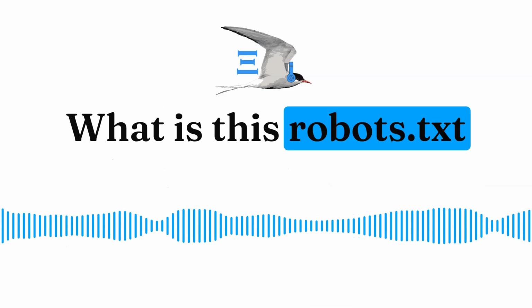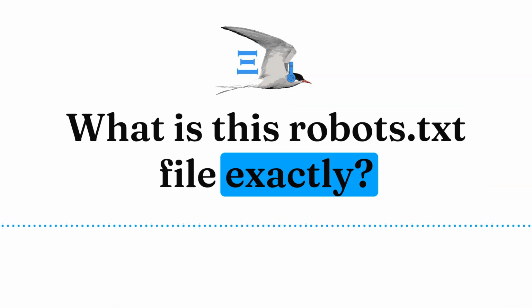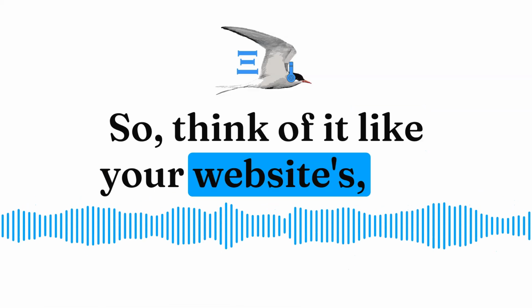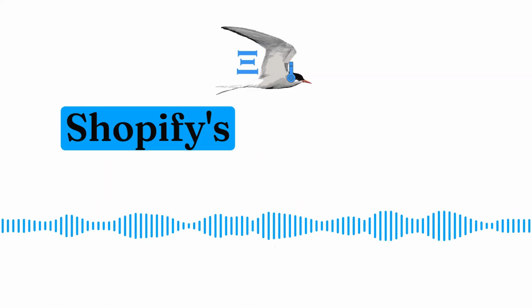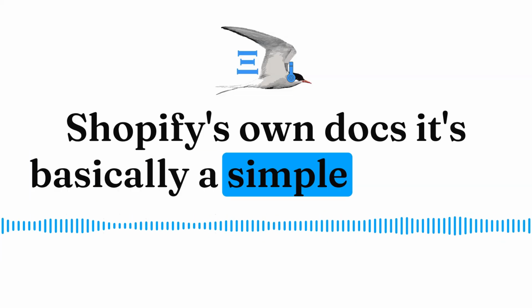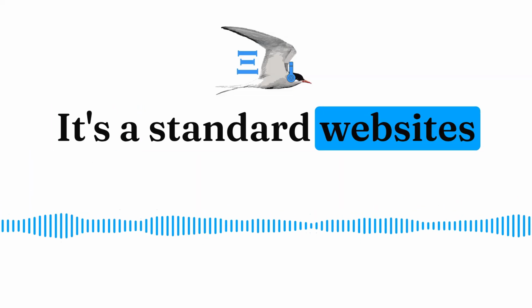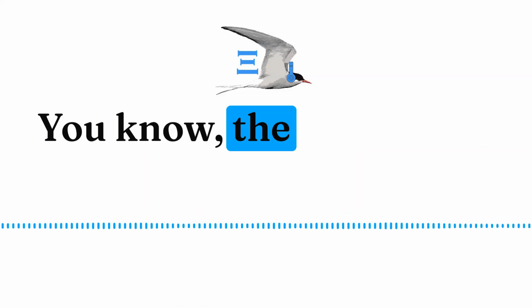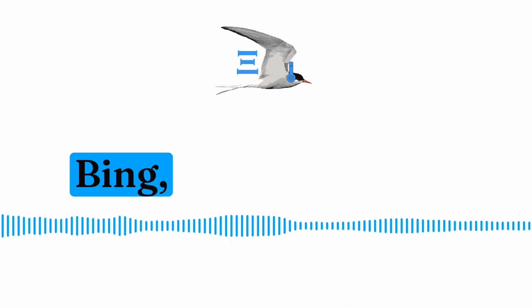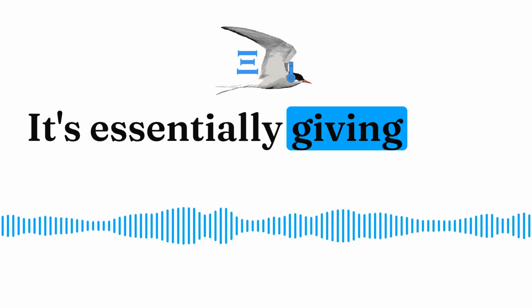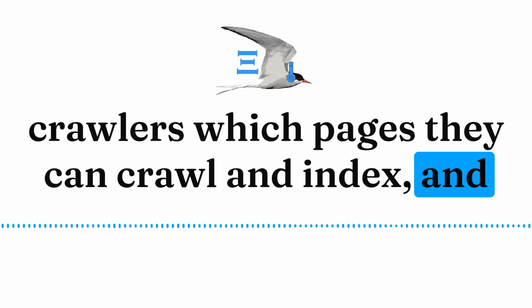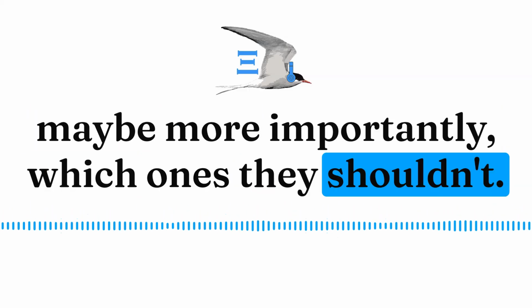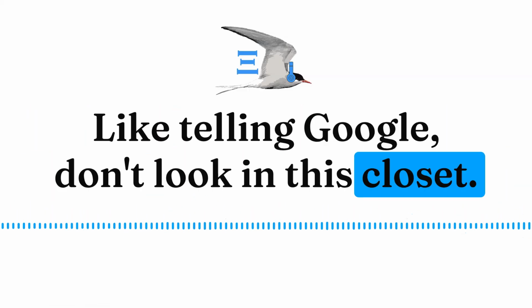What is this robots.txt file exactly? So think of it like your website's digital doorman, or maybe a bouncer. According to Shopify's own docs, it's basically a simple text file. It's a standard websites use to talk to web crawlers, the automated bots from Google, Bing, places like that. Okay. It's essentially giving them instructions, telling these crawlers which pages they can crawl and index, and maybe more importantly, which ones they shouldn't. Right, like telling Google, don't look in this closet.